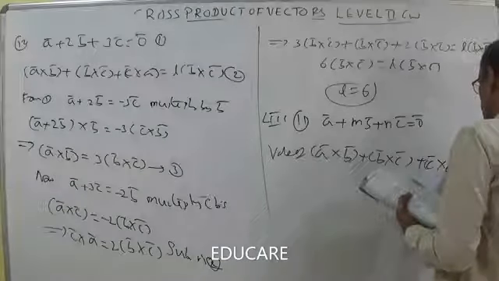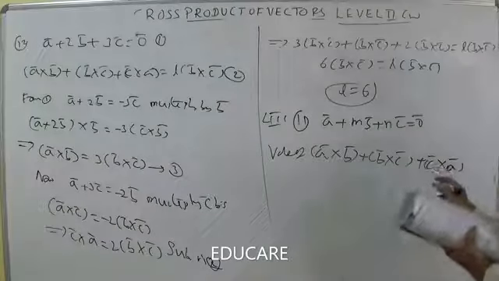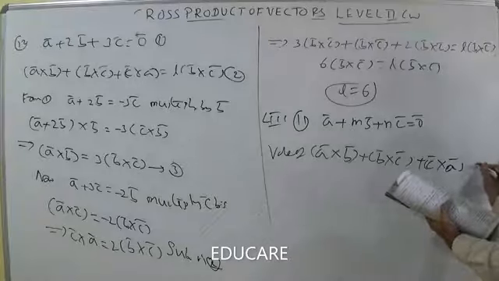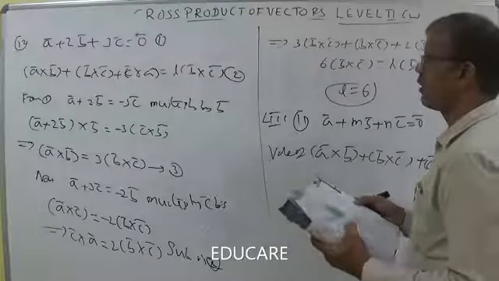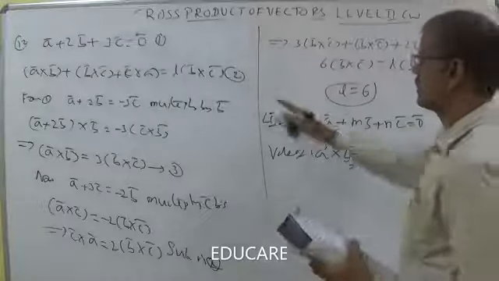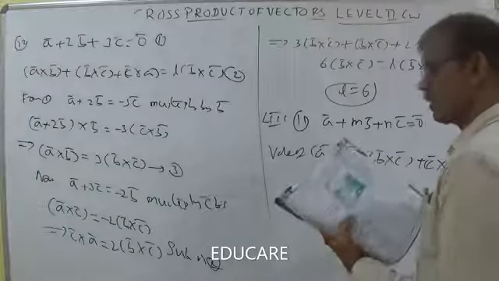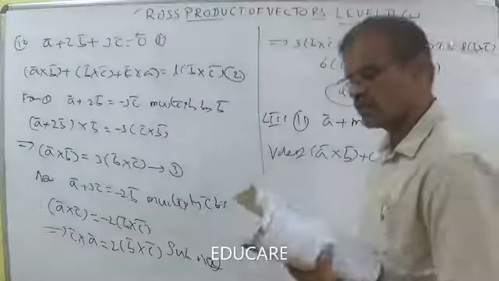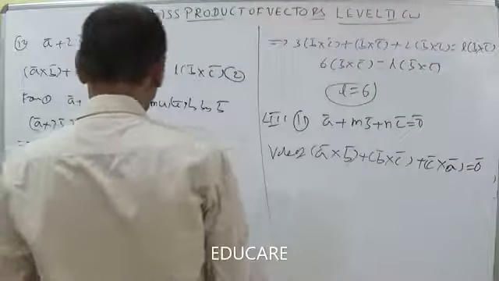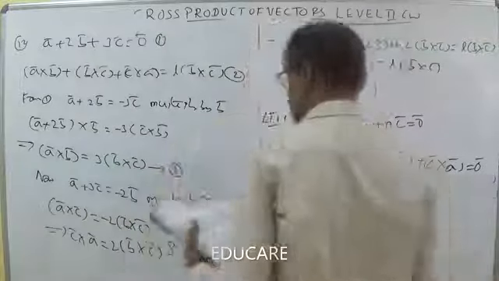The value of A bar cross B bar plus B bar cross C bar plus C bar cross A bar is 0, a null vector. Then what is the value of M plus N he is asking? Then we should calculate the value. So not the same model we should do.